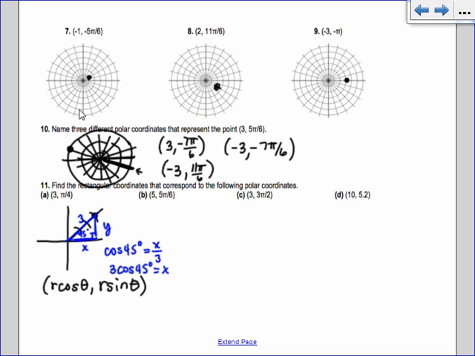So r cosine θ, you're going to get 3 times cosine of 45, which is √2 over 2. And then I'm going to have 3 times √2 over 2 for the sine as well. That is the same, if you were wondering, as 3 over √2 if you rationalize. You do get 3√2 over 2. All right, so next one, (5, 5π/6). If I go along the 5π/6 line, I'm going this way, out 5. So it's right there.